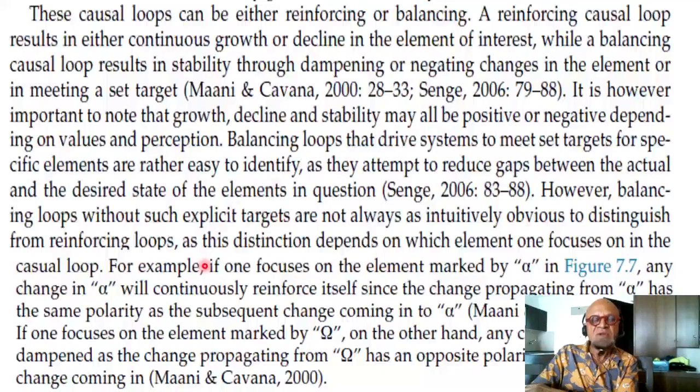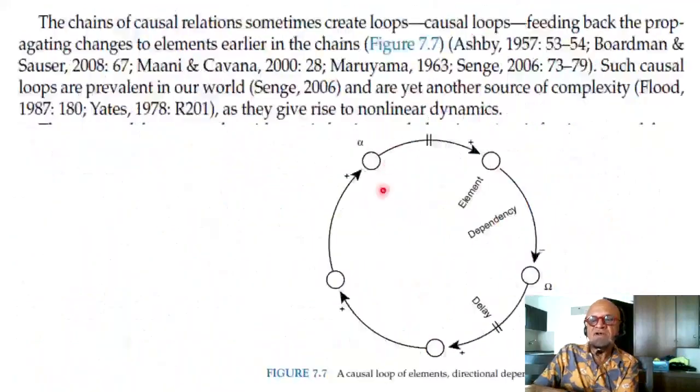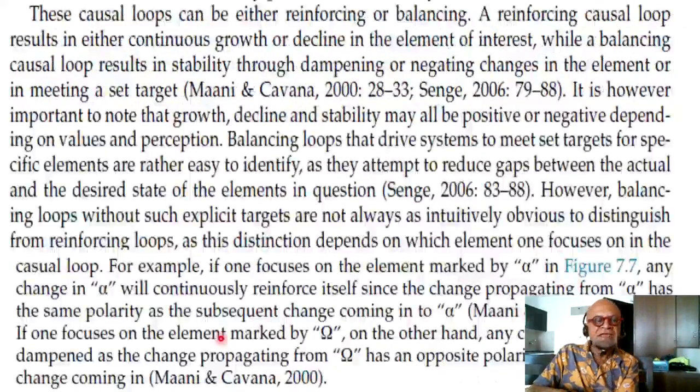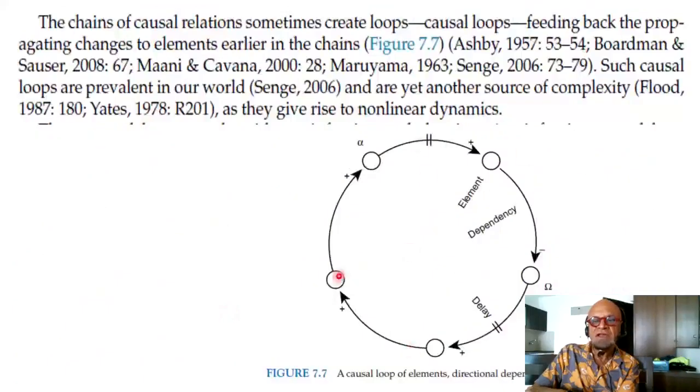So here it is. For example, if one focuses on the element marked by alpha here, alpha is here, omega is here, any change in alpha will continuously reinforce itself, since the change propagating from alpha has the same polarity as the subsequent change coming to alpha. So this is a bit complicated. Before I said this entire loop is negative, but the way element alpha is being interpreted is, alpha is changed, it's having a positive impact on the next element, but it's also getting a positive feedback from the loop.